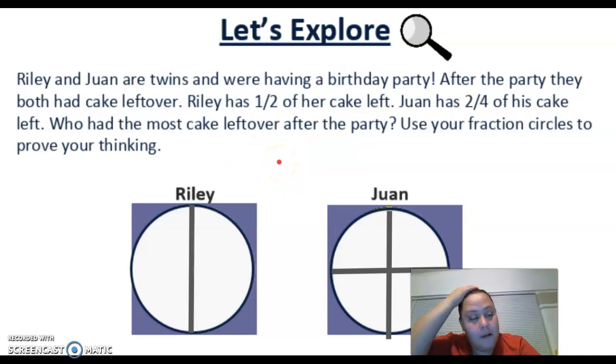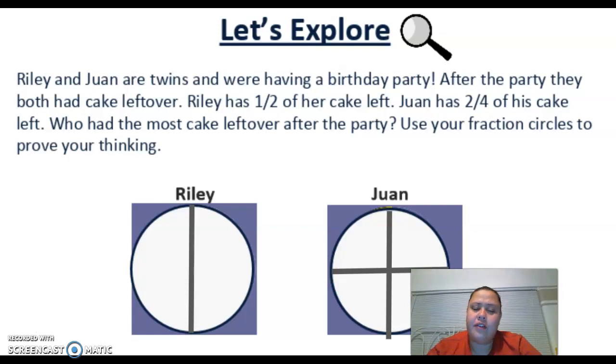So let's explore. Riley and Juan are twins and we're having a birthday party. After the party, they both had cake left over. Riley has half of her cake left. Juan has 2/4 of his cake left. Who had the most cake left over after the party? So use your fraction circles to prove your thinking.